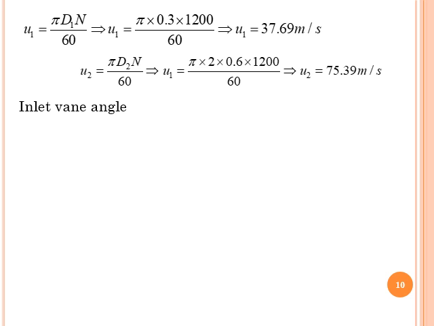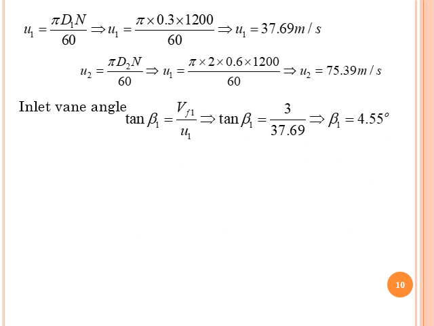So now inlet vane angle. The inlet vane angle is calculated by the relation tan beta 1 is equals to Vf1 by U1. So tan beta 1 is equals to the flow velocity, 3 meter per second, divided by U1 value, 37.69. So now beta 1 angle, the blade angle or vane angle at inlet, is equals to 4.55 degree.